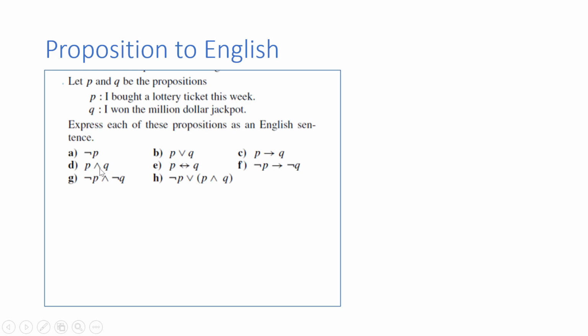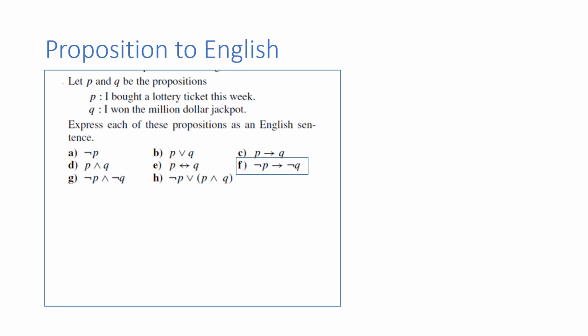P and Q means I bought a lottery ticket this week and I won the $1 million jackpot. And we know that the probability of that event is going to be very low. P if and only if Q means I bought a lottery ticket this week that made me win a $1 million jackpot, and I won a $1 million jackpot because I bought a lottery ticket this week. So it goes both ways.